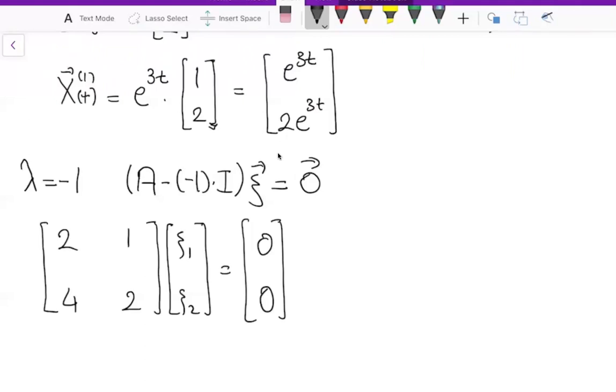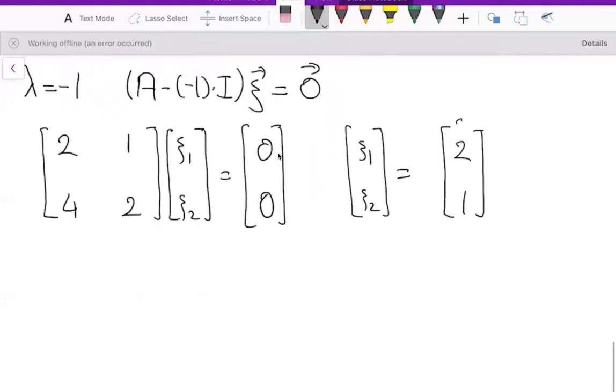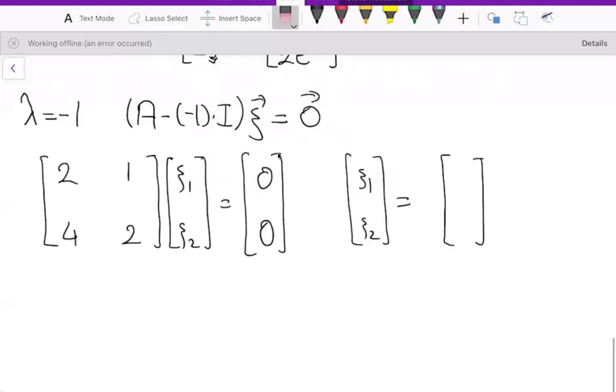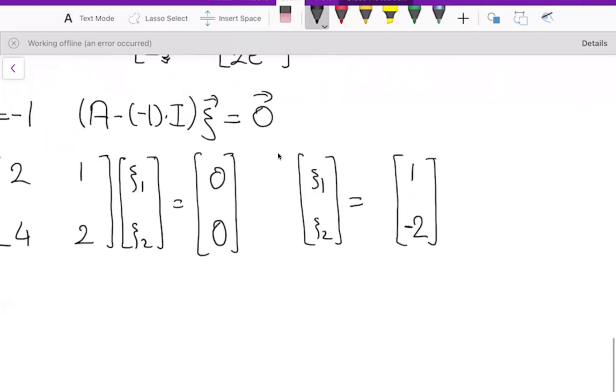So I'm looking for a vector, C1, C2, which is perpendicular to 2, 1. Again, switch the places and then negate one of them. I'm thinking of 2, 1 as my vector. Now I'm switching the places, so one goes above, and then I negate one of them. This is what we get.